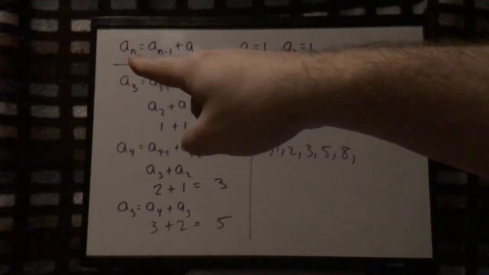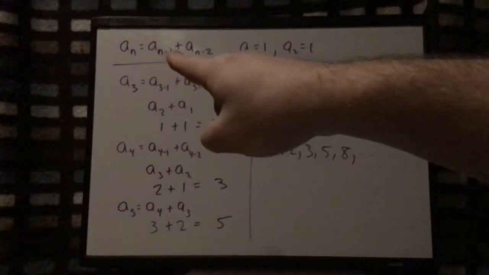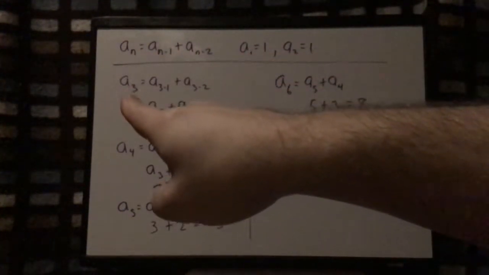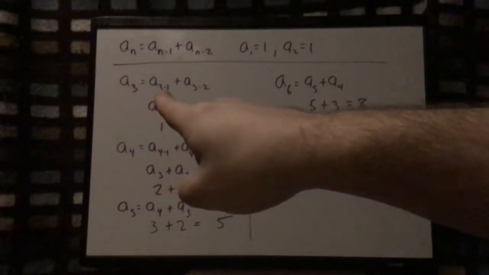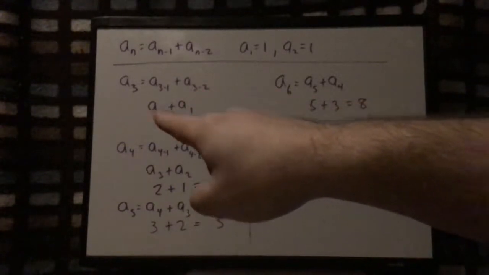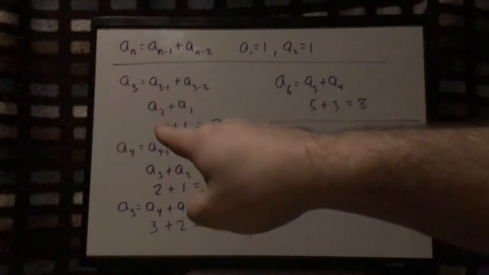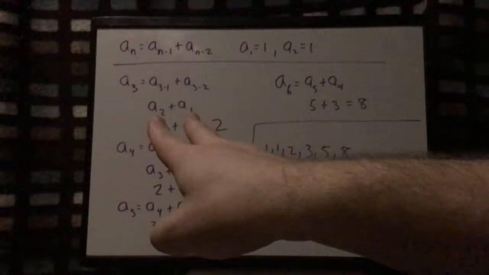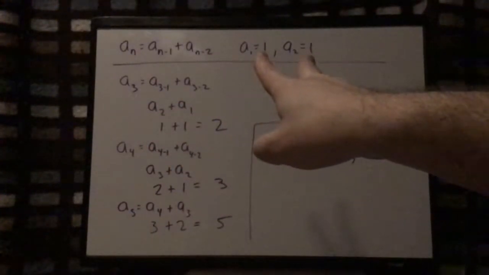If I want some term, I need the term before it and the term that's 2 before it. So the first term I can find is the third term, because if I plug 3 in here, 3 minus 1 is 2, and 3 minus 2 is 1. So to get the third term, I need the second term plus the first term. The good news is the second term and the first term are given to me. They're right here.